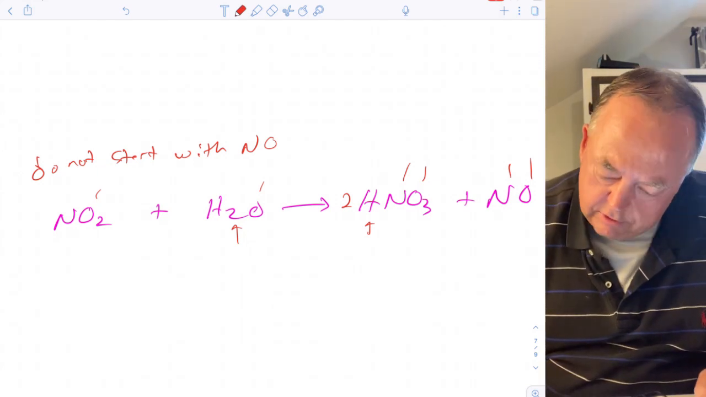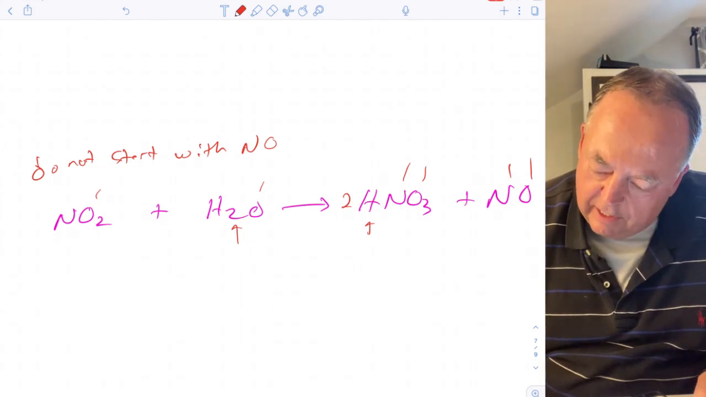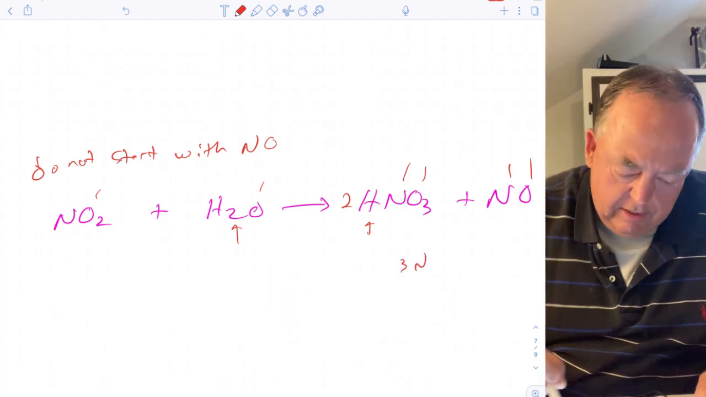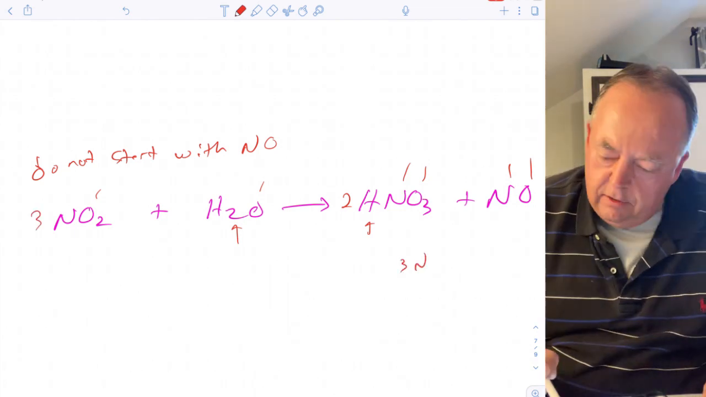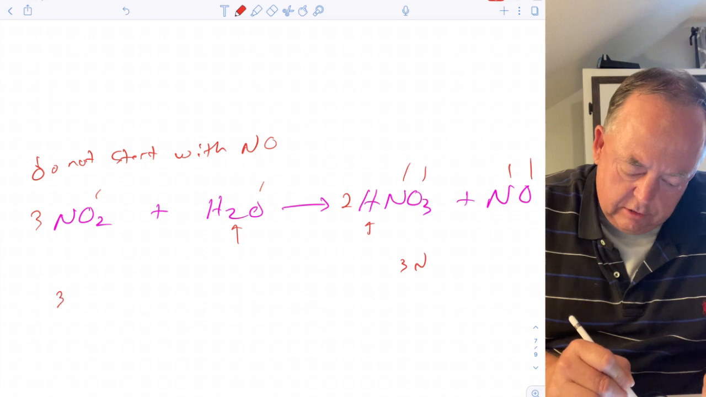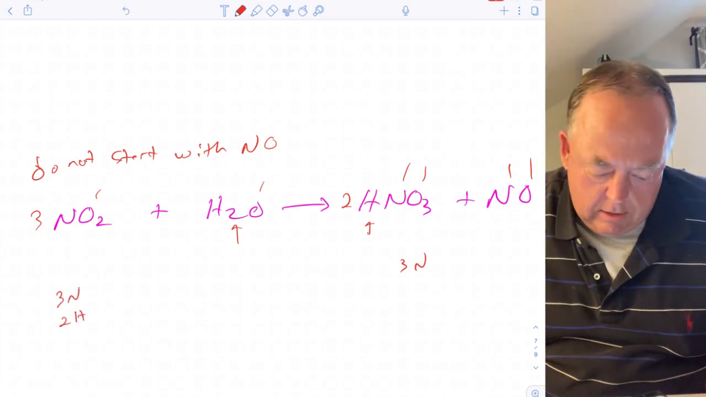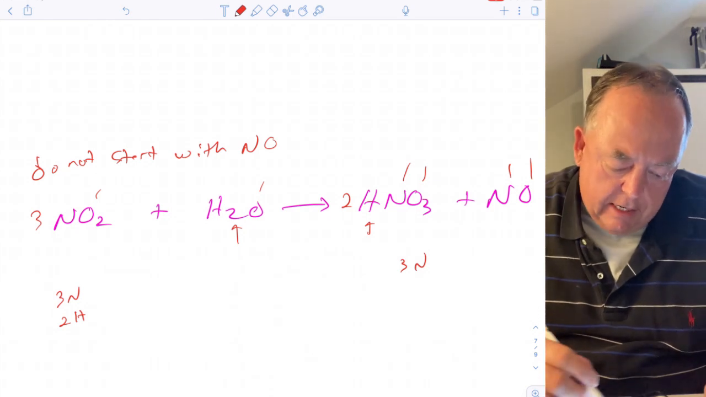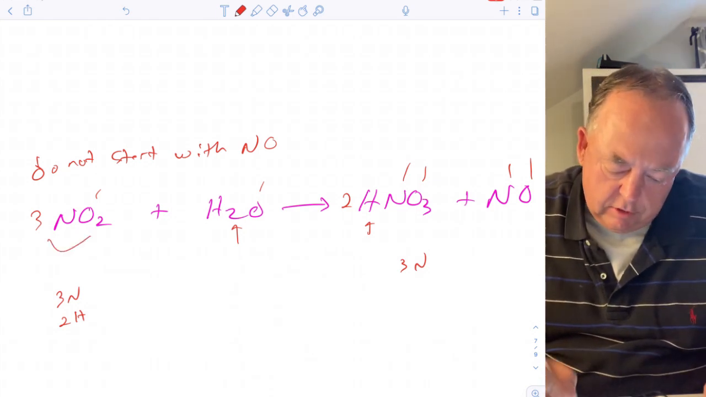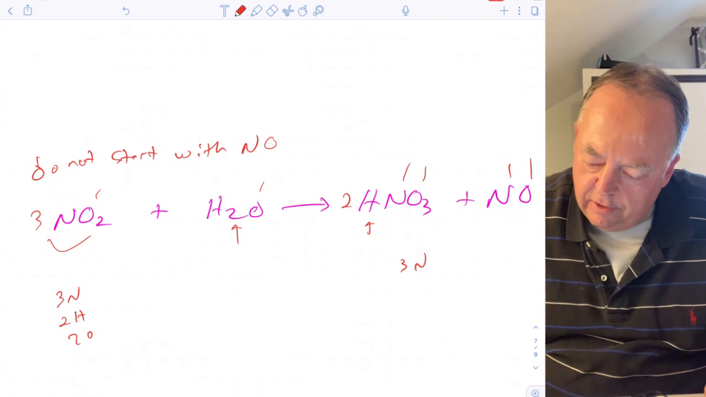So let's see. How many nitrogens do we have now? We have 3 nitrogens on the left, and so we would need to put a 3 here. So now there's 3 nitrogens, and there's 2 hydrogens. And let's see, how many oxygens on the left now? There's 6 oxygens here plus 1 there, so there's 7 oxygens here.